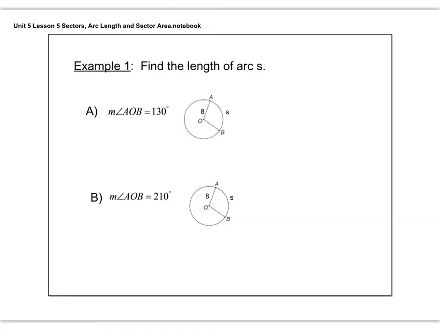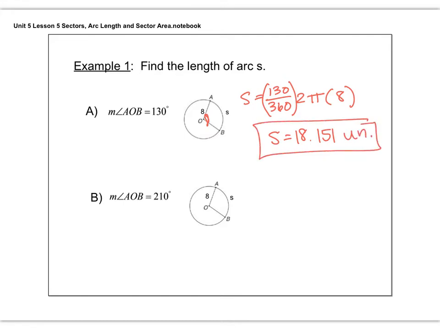Let's try example 1, part A. So it looks to me like we're given the measure of angle AOB, which is this little angle right inside of here. And we are going to find the length of arc S. So S should equal 130 degrees out of 360 times 2 times pi times the radius, which is 8. You would take your calculator, you would type all that in. You might have to put the 130 divided by 360 in parentheses. And when you type that in, you should get 18.151. And we'll just say units since it's not really marked what we're measuring in.